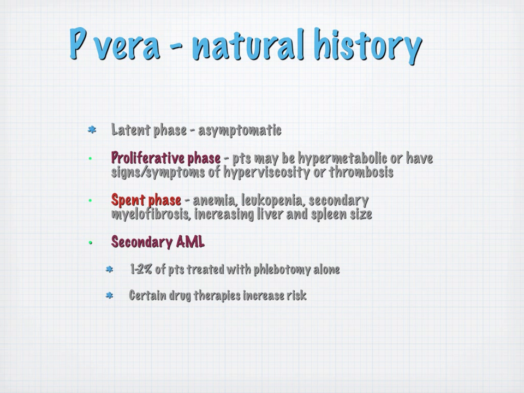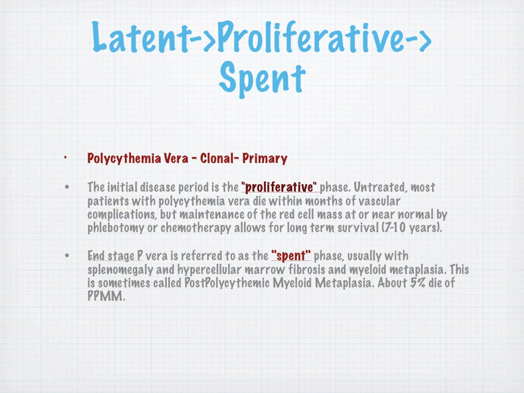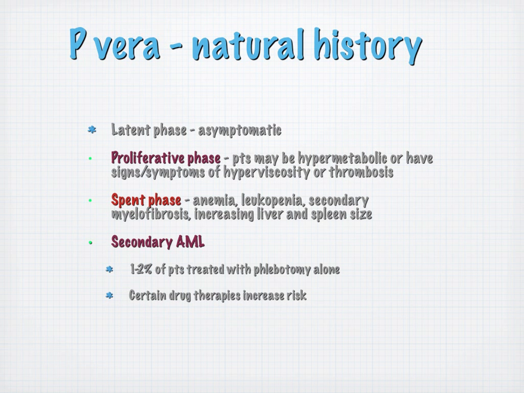So what's the natural history of polycythemia vera? Well, again, here's the latent phase, which is asymptomatic. We didn't mention that on the previous slide because it's asymptomatic. The proliferative phase, and this is where patients may be hypermetabolic or have signs and symptoms of hyperviscosity of the blood, which would also be thrombotic events, thrombosis in the blood. And then the spent phase, and what do we define the spent phase as? Well, that's kind of the end stage where we've got splenomegaly, hypercellular myelofibrosis, some bad things going on, okay? In the spent phase, you have anemia, leukopenia, secondary myelofibrosis, and increasing liver and spleen size, especially the spleen, trying to keep up.